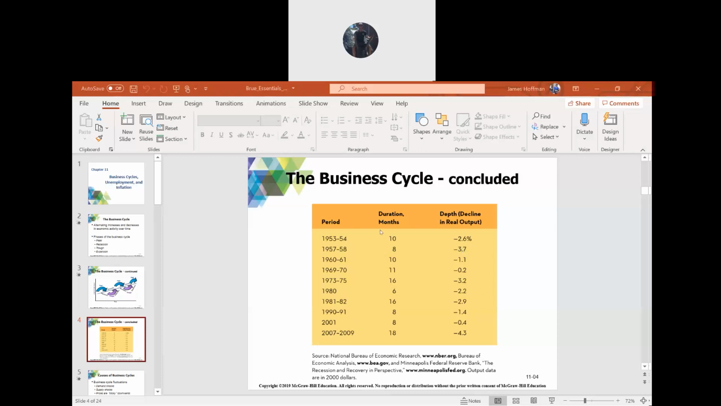You can see the worst one, if you don't count the one we're currently in, especially in terms of duration, is from 2007 to 2009. It lasted for 18 months, and the average drop was about negative 4.5% in economic output. I've been telling students that this is the worst one we've seen, not knowing that there's another one coming currently.